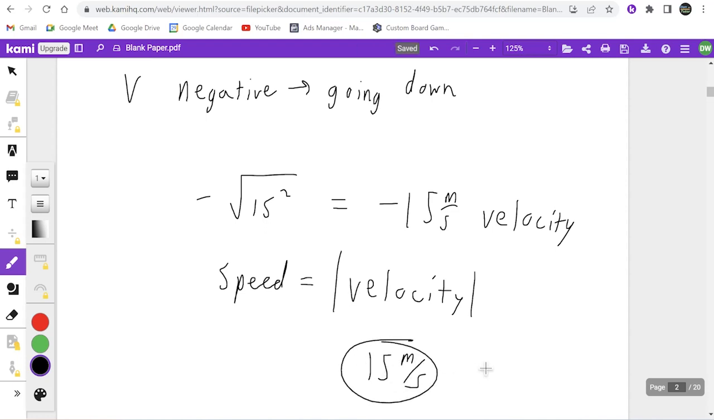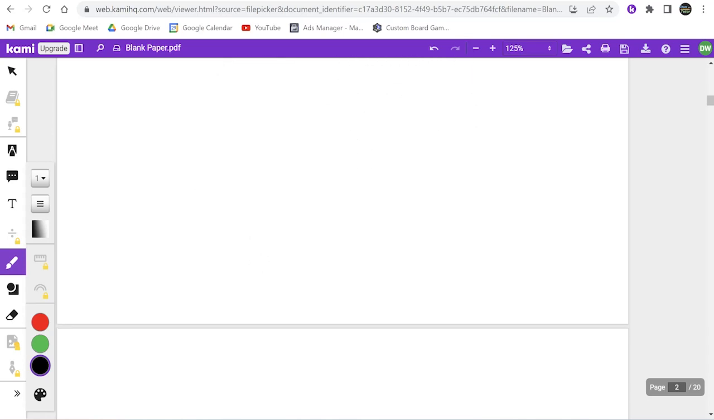Will you lose points for that? Probably not, unless it's a multiple choice test and you see both answers, positive 15 and negative 15. Then they're trying to trick you. Well, not trick you. They're trying to see if you know what's going on. They're trying to assess your knowledge, basically. So that's that. Any questions?